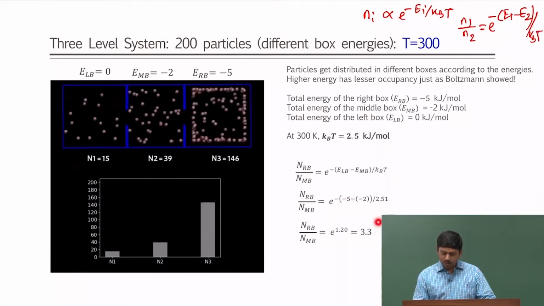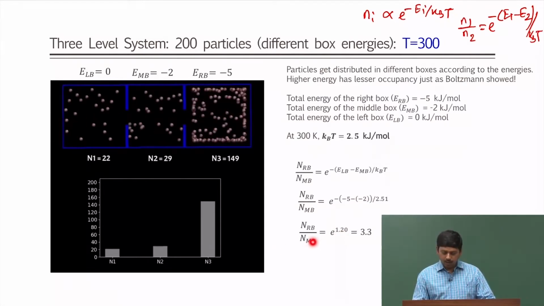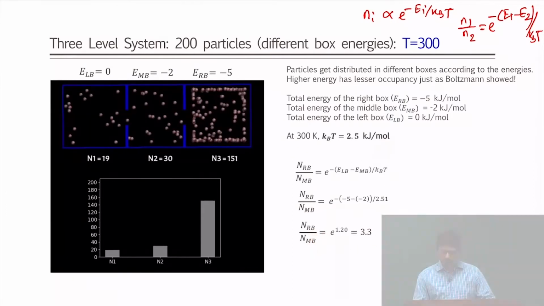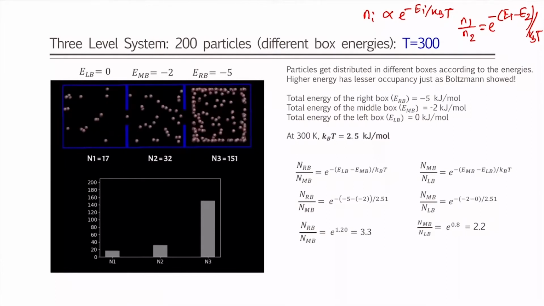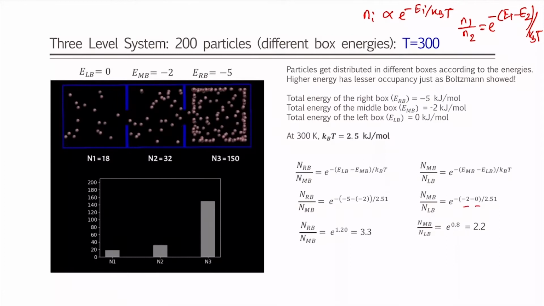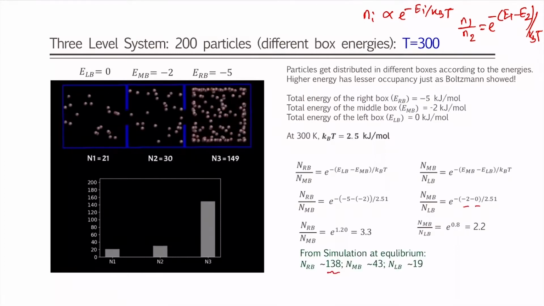We put in the values and we get that the right box will have around 3.3 times the particles of the middle box. Then we compare the middle box with the left box, again using the energy values mentioned, -2 for the middle box and 0 for the left box, and what we get is 2.2.